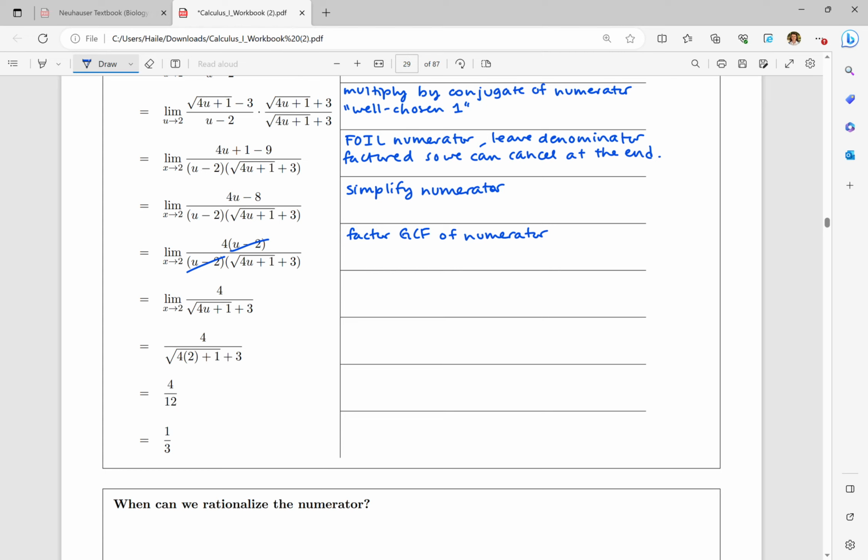So we can summarize this as cancel common u minus 2 in numerator and denominator, or in top and bottom. And now we've removed the problem, or the issue. It gets confusing when you say problem for too many different things. So now we've removed the issue of u minus 2 being equal to 0.